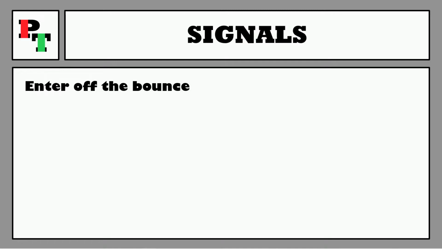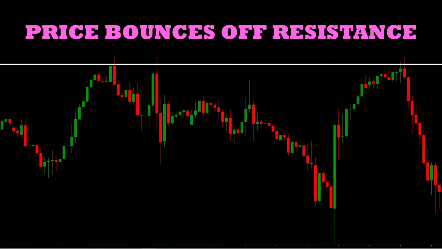You could also have rules for entry criteria regarding the strength of the levels. So you could say that you require price to have bounced off of that level at least X amount of times for you to trust the integrity of that level as support or resistance. Here's a resistance example, that level marked there with the white line.